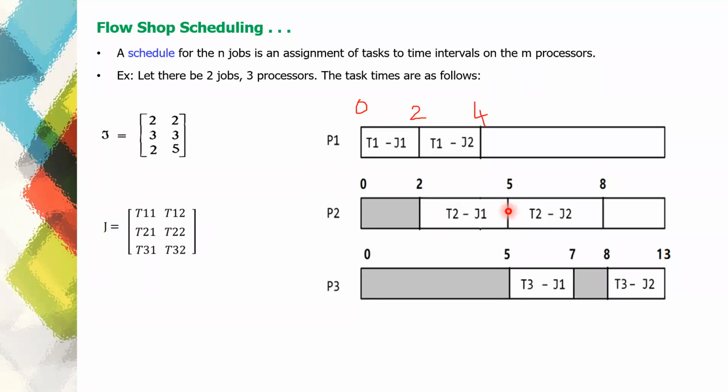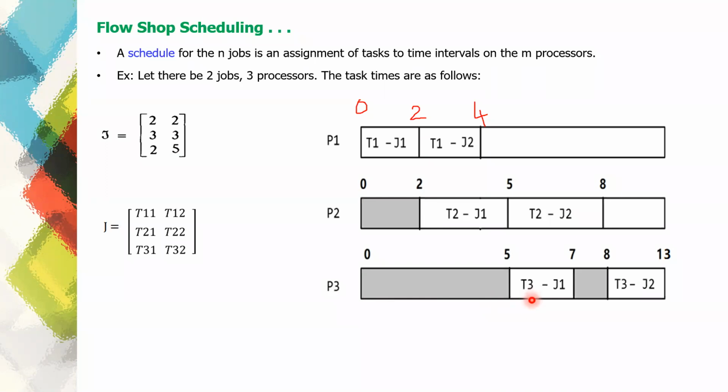So I can schedule another task. I'm scheduling T2 of J2. T2 of J2 is taking another 3 time units. So you can see here, T2 J2 is taking another 3. Then coming to processor 3, processor 3 will be initially idle for the first 5 time units, because P3 can execute only T3s.